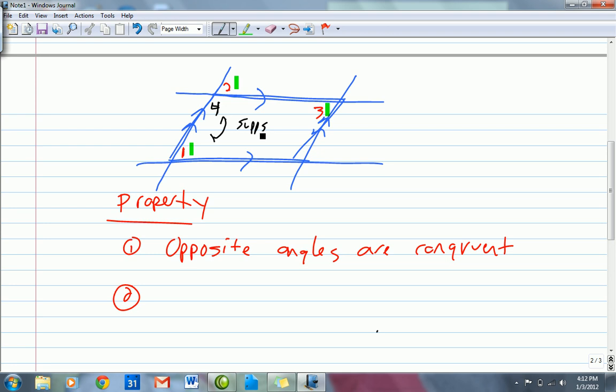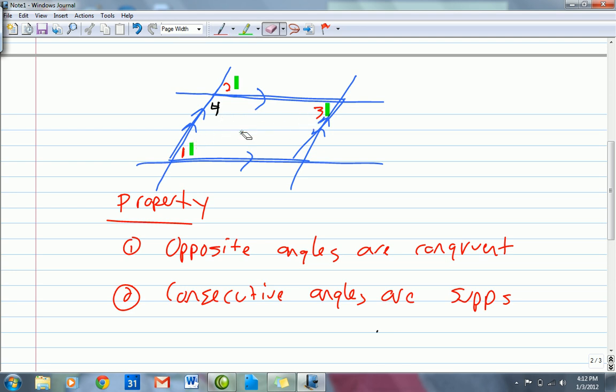Okay, and that's a way to establish another property, more pointedly, that consecutive angles in a row within the parallelogram are going to be supplements. So we either have opposite angles are equal, like angles 1 and 3, or consecutive angles are going to add up to 180, like 1 and 4. That will hold true for all parallelograms.